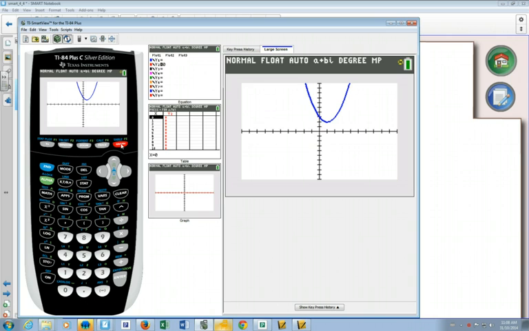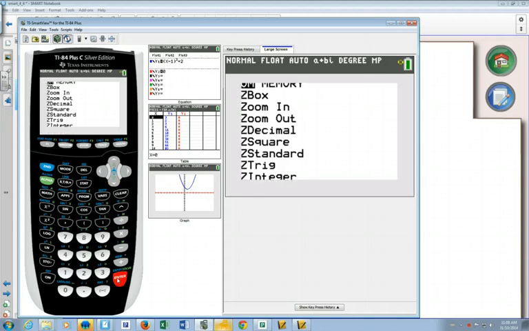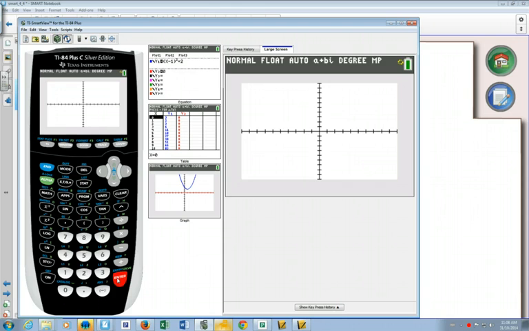If your window isn't set up to a standard window, again, you can get a standard window by pushing the zoom button, and number 6 is the standard window. It's usually a good place to start at the standard window, and then if you can't see the graph, then you have to start fiddling with your window. It's just the same one in our textbook. We're doing the first one.